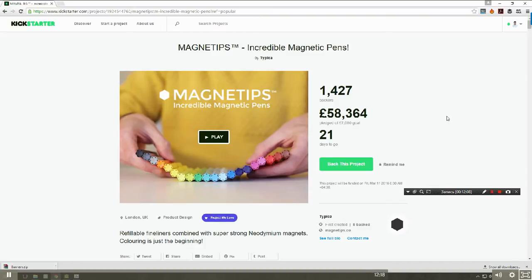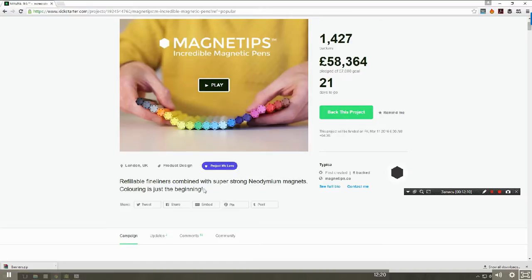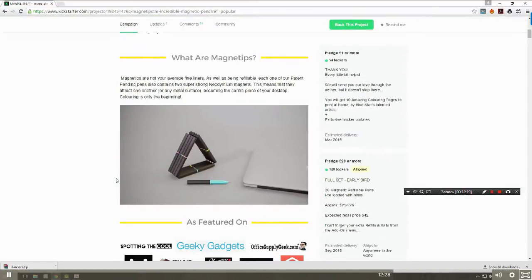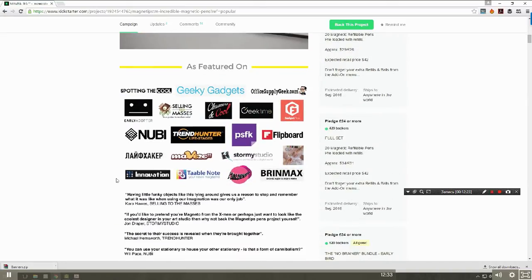You see that the creators start their page with just a simple two-sentence description of what their product is and how you can use it. There's a photo describing how those magnets can stick to each other, and there are logos of media that wrote about this project. Hence it validates that not only the creators think that this is a great campaign.